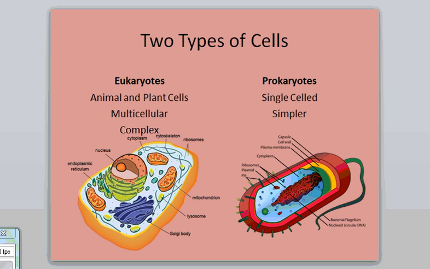And then if we look to the right, we have prokaryotes. They usually make up single-celled organisms, and they are much simpler. You can see they have the DNA or bacterial DNA material in the middle. They have some ribosomes, cytoplasm, and also the membrane, and that's about it. So we have 2 types of cells.